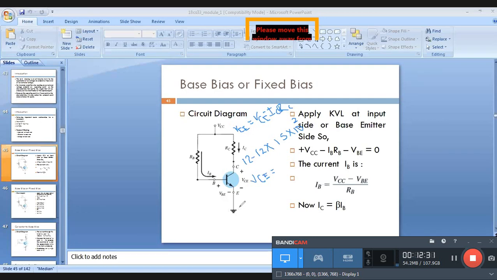Sir, see how much you got for these values. Hello, students. 10.2, sir. 10.2. What is the SI unit? Voltage, no? Collector to emitter voltage. Don't get confused about this.